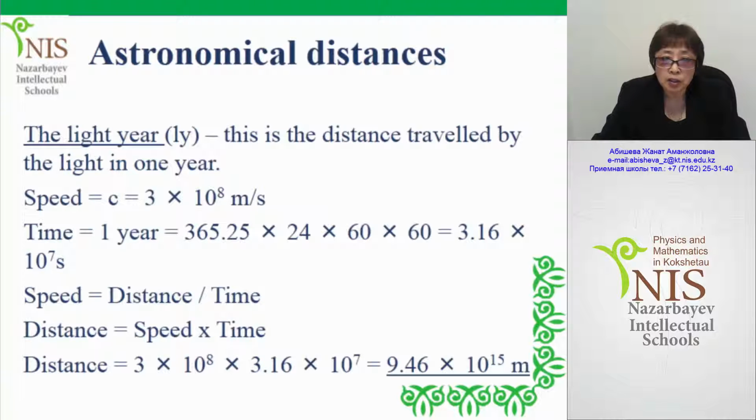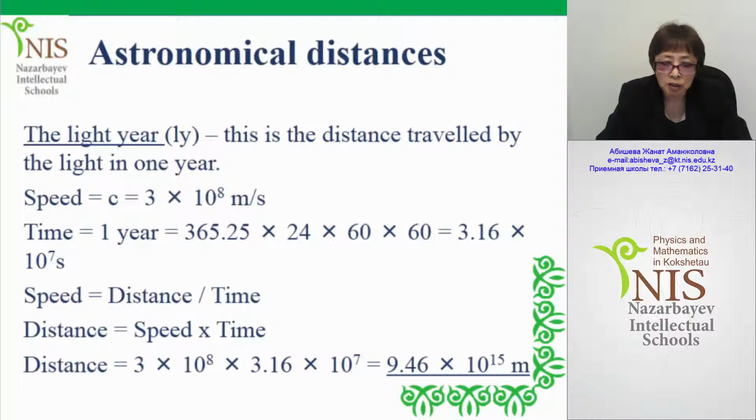The light year is the distance traveled by light in 1 year. We know the speed of light equals 3 times 10 to the power 8 meters per second. Time, 1 year, is 365.25 multiplied by 24 multiplied by 60 multiplied by 60, which equals 3.16 times 10 to the power 7 seconds.